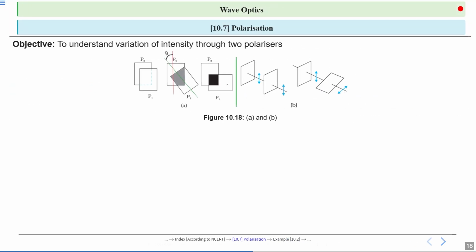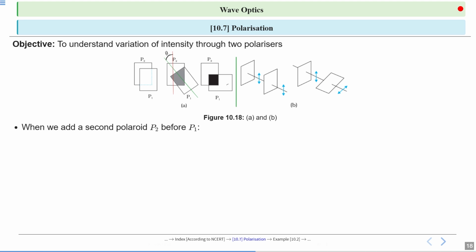So now we'll study the variation of intensity through two polarizers. Our objective is to understand this variation using a simple setup. Take a look at the image provided, which shows two Polaroids labeled P1 and P2. Notice how they are positioned relative to each other. This setup helps us visualize the changes in light intensity. You can see there are two axes, one passing through P1 and one passing through P2, and the angle between the axes of both Polaroids is theta. These axes are the transmission axes of the two Polaroids, or we can say pass axes.